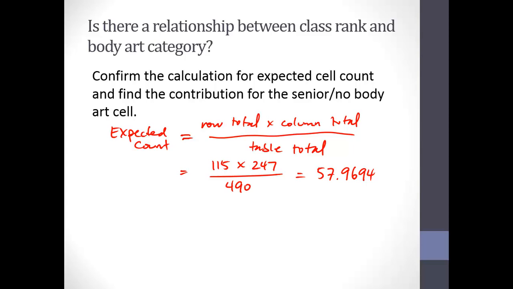So that's confirmed there. So what about my contribution here? So my contribution, this is the part that this cell contributes to the chi-square statistic. So we take our what's our formula for the contribution for a cell?